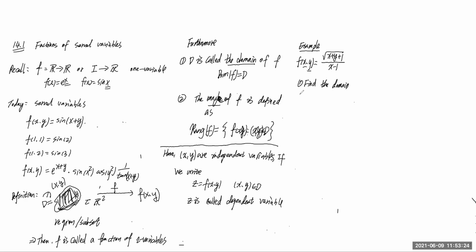What's the meaning of the domain? It means that you plug x, y into this function and you can get a number. Otherwise, it's illegal. When is this illegal? First, since we have the square root, x plus y plus 1 has to be greater than 0. Also, x minus 1 is in the denominator, so x minus 1 cannot be 0. So we get x plus y plus 1 is greater than 0, and x cannot be equal to 1.